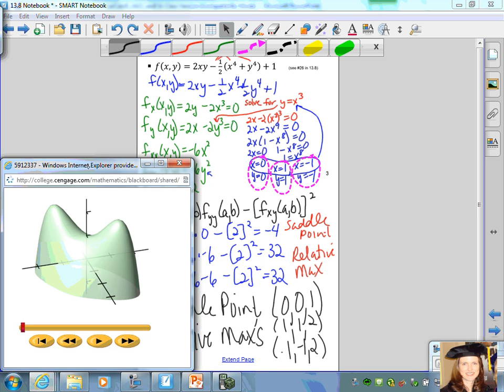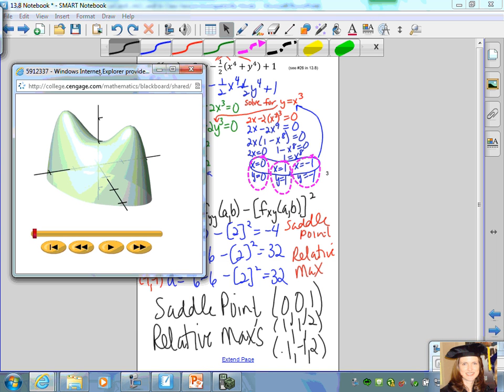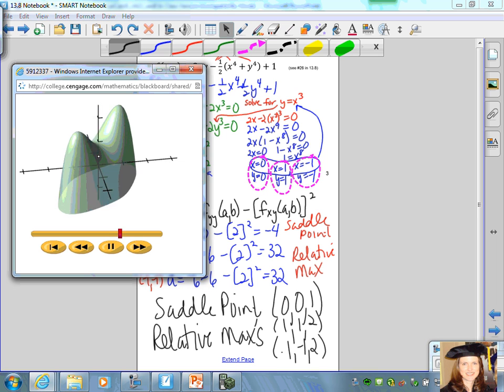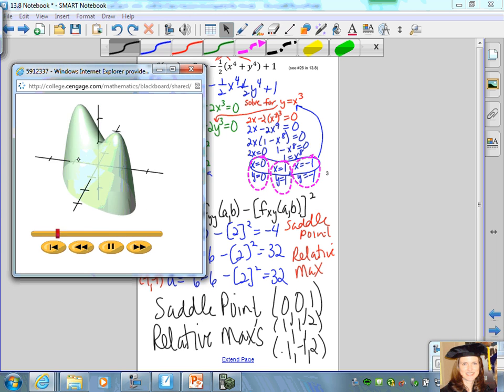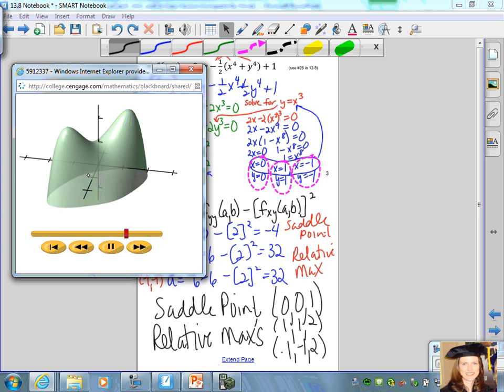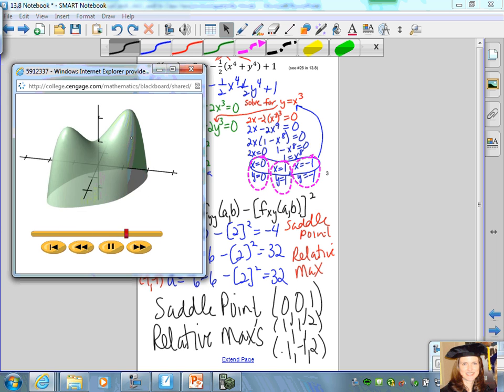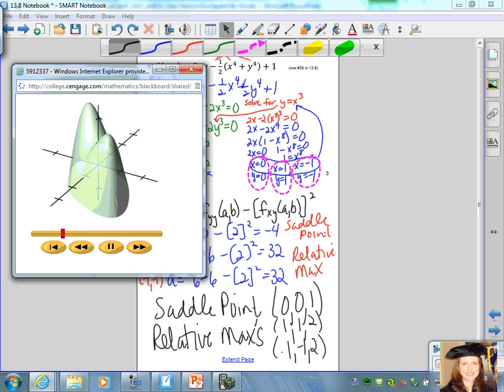Now this is the picture. You can see in the middle right there at the point (0, 0, 1), it does look like a saddle, and it looks like we have 2 high points there. Those are relative maximums. Here we can just rotate so you can see from different perspectives the saddle point. You see the parabola opening up one way and then opening down the other way. That's your saddle point, and those 2 high points are your relative maximums.